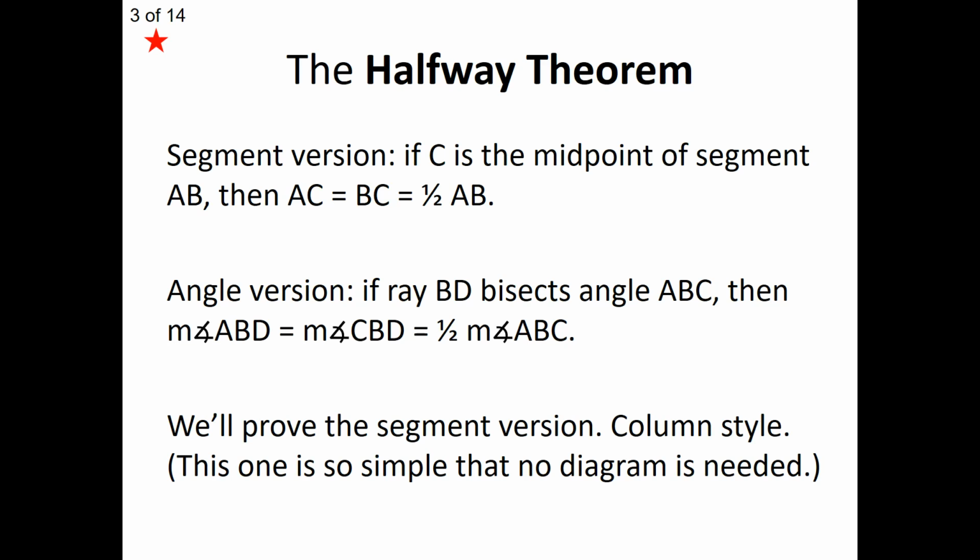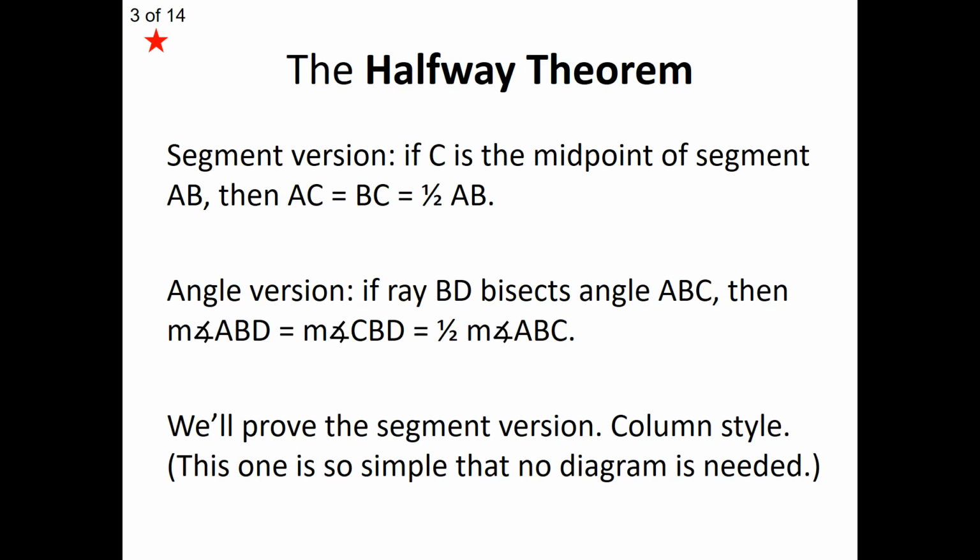The segment version says if C is a midpoint of the segment AB, then the two halves, AC and BC, are equal, but they're also equal to half of the whole. Again, this is going to help cut some tedious work out in the future. We can apply the exact same story to the angle version. Of course, we're going to do this proof working with the segments. However, we could adjust the proof very simply to work with the angle version as well.